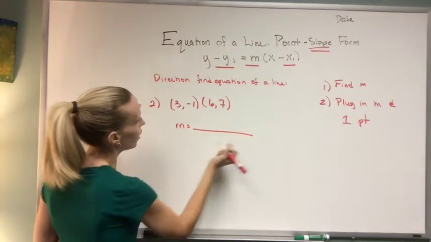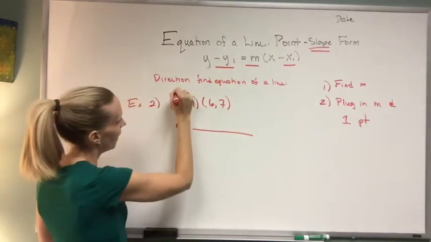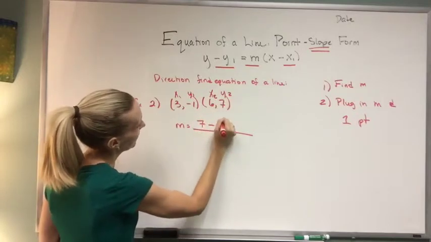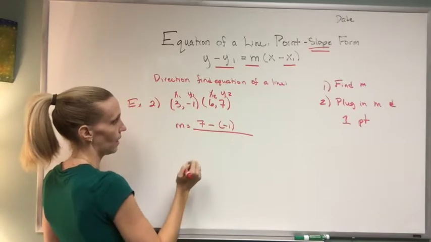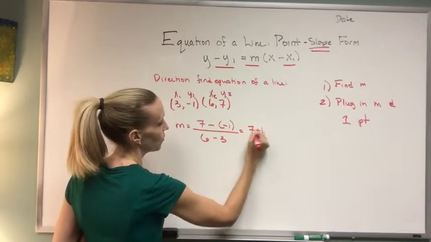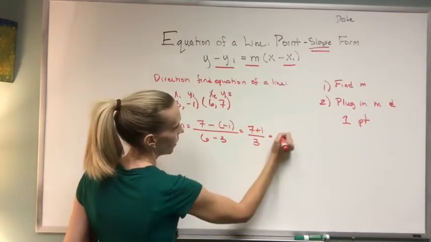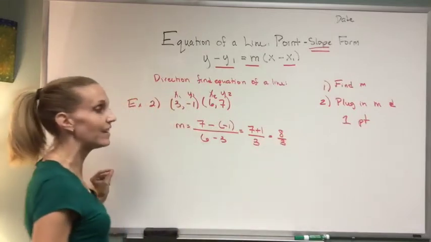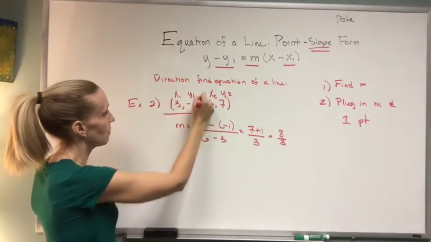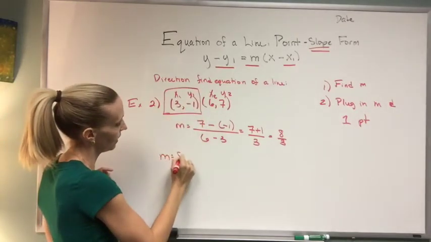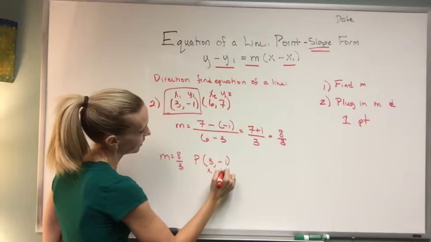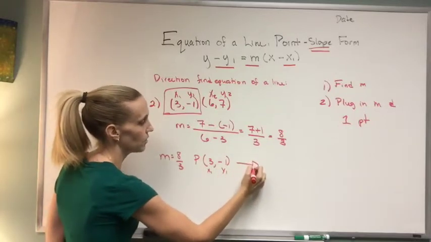I'm going to solve for slope, because that's my first step. x1, y1, x2, y2. So I have 7 minus a -1, so I'm going to be careful of those double negatives. 6 minus 3. So really this gives me 7 plus 1 over 3, which is 8 over 3, which is not a friendly number, but you can graph it, so we'll take it. I'm going to use this as my point, so I have a slope of 8 over 3, and I have a point of 3 and -1.